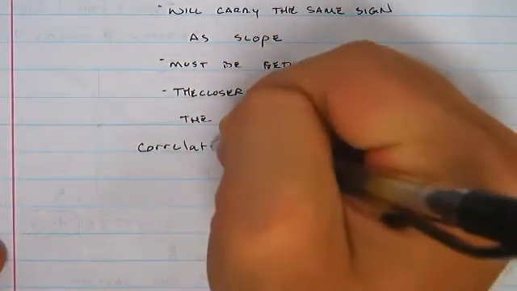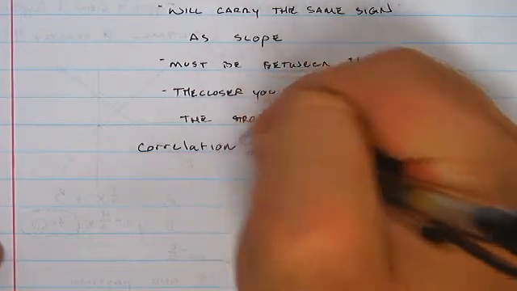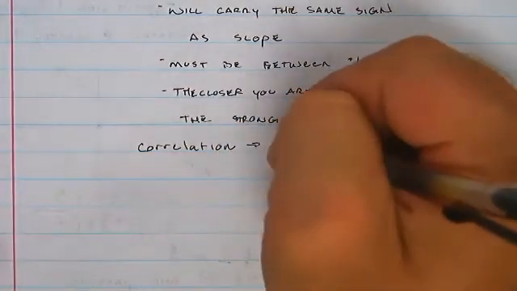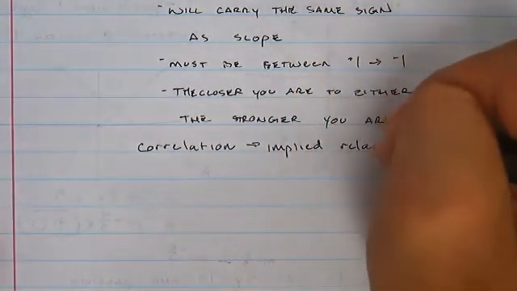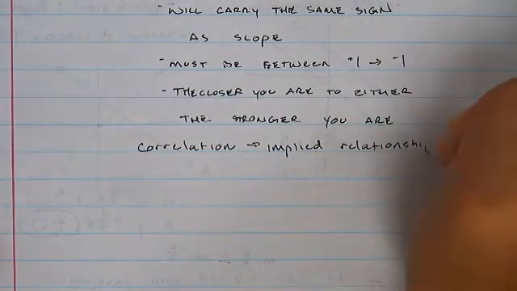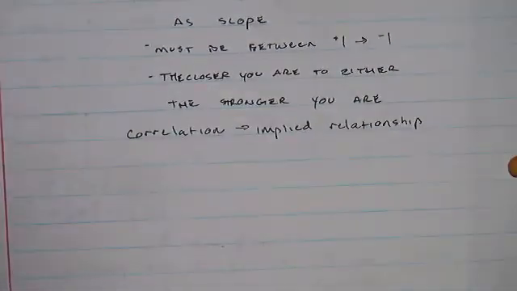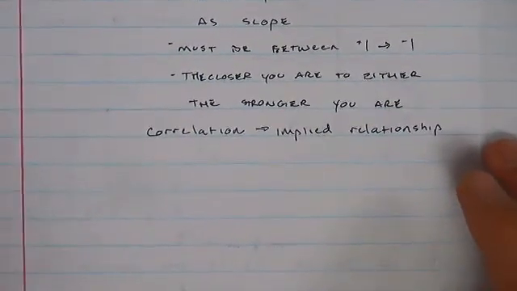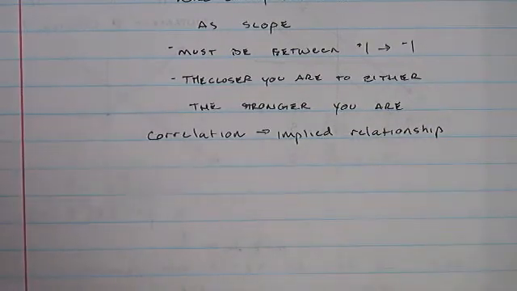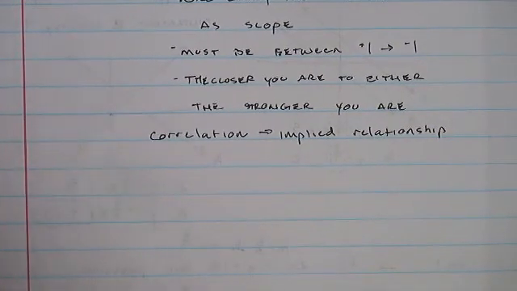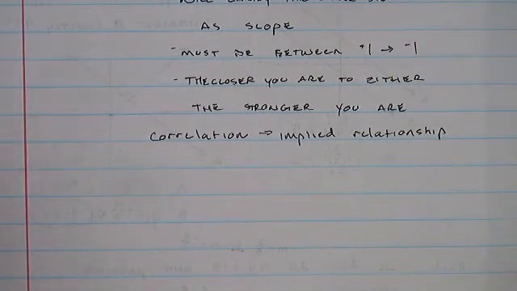Okay. Remember, correlation itself refers to an implied relationship. That means we are making the inference that this will happen, but not quite always. It's not 100% fact. It's not a direct relationship.